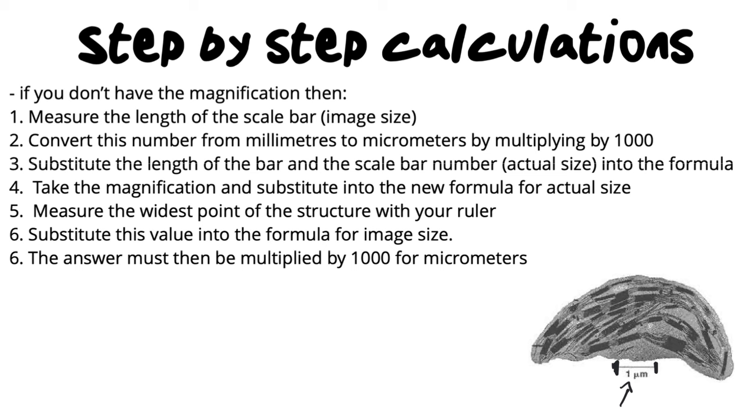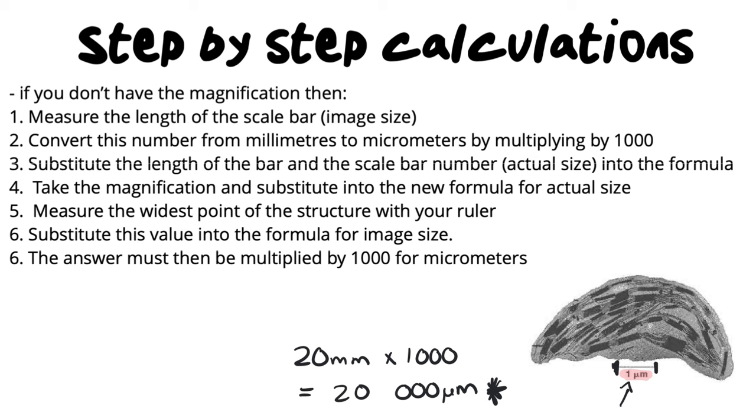You then need to convert that from millimeters to micrometers. So let's say the length of that scale bar was 20 millimeters. You need to times it by 1,000 so that it can now be in micrometers. Okay, remember that's what we want. Substitute then the length of the bar, which is this value we've just calculated here, and the scale bar number, or the actual size. What is the scale bar number? That I'm referring to is this number over here, the 1. Okay, so that's the actual size.